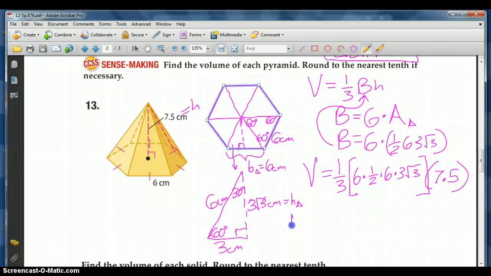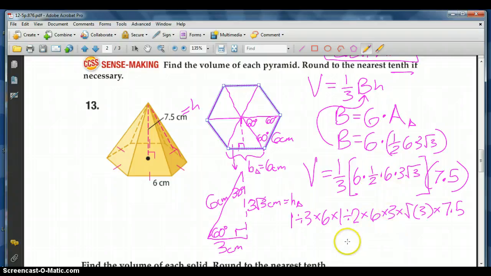So if we take that to our calculator, we're just taking 1 divided by 3 times 6 times 1 divided by 2 times 6 times 3 times the square root of 3 times 7.5. If we round that to the nearest tenth, we get approximately 233.8. And that would be cubic centimeters.